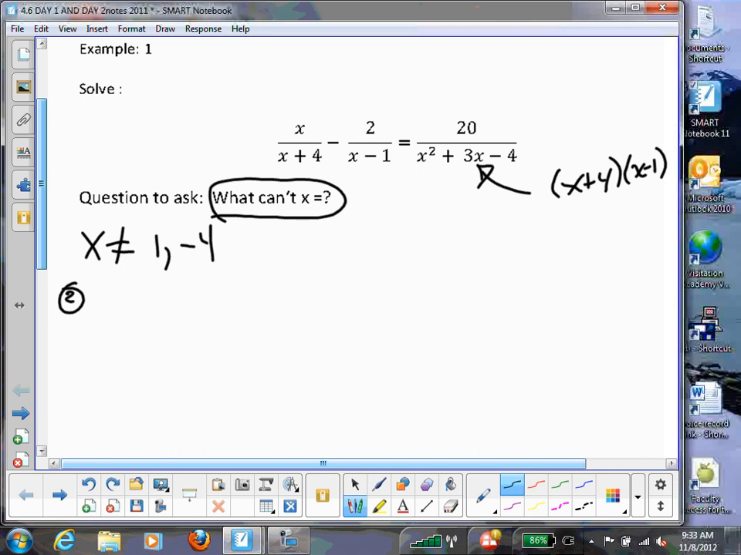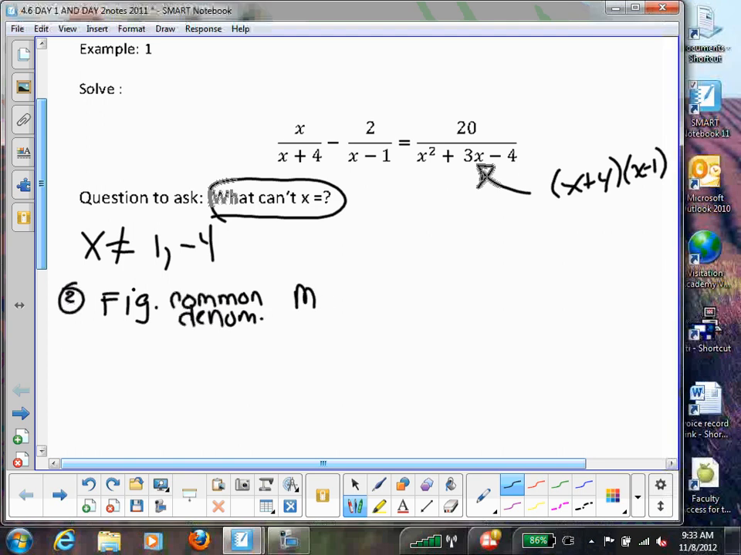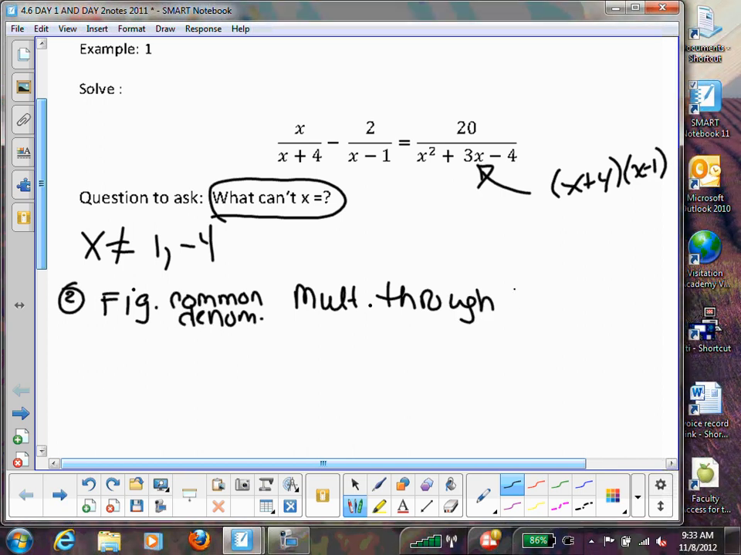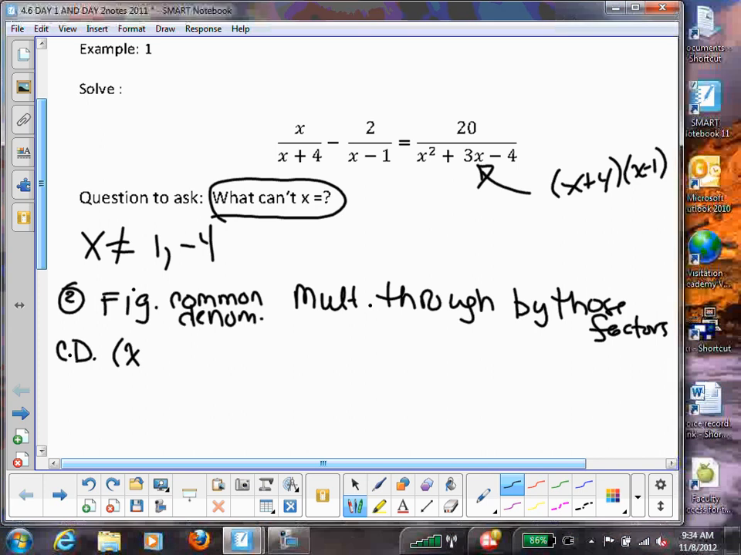The next thing that you're going to want to do is ask yourself, do you like working with fractions? No. Let's get rid of them. So figure out what your common denominator is, and once you know what it is, then you multiply through by those factors. So what is your common denominator for this? Okay, keep it in factored form. X plus 4 and?